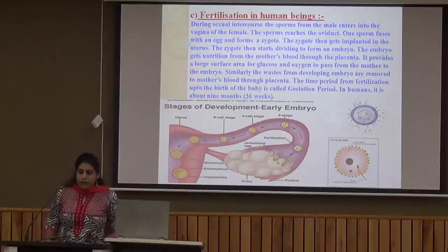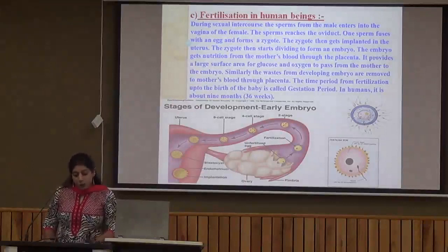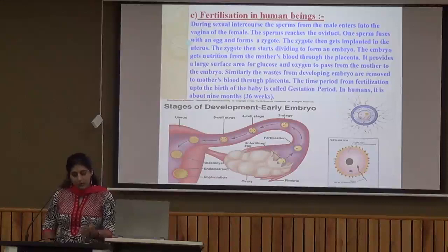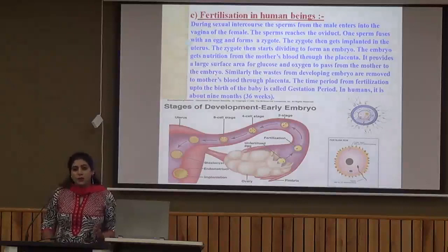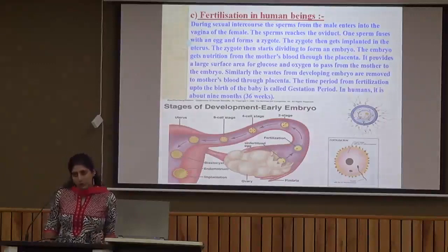Now, how does fertilization take place in human beings? We'll take a close look. Once you have a look at this figure, once the ovary develops an egg, the egg will reach the fallopian tube for the process of fertilization. Now the sperm will come through the vagina, cross the uterus, reach the fallopian tube and get fused with the egg to form a zygote.